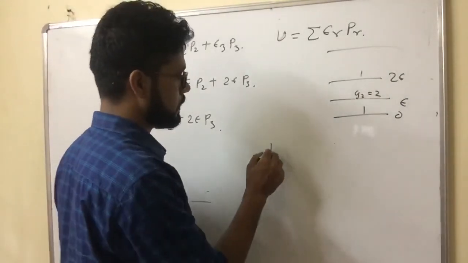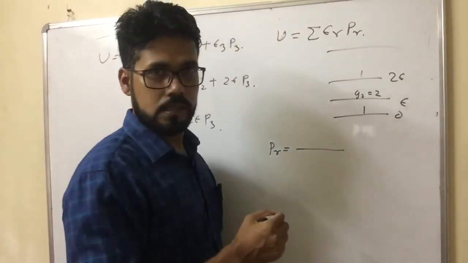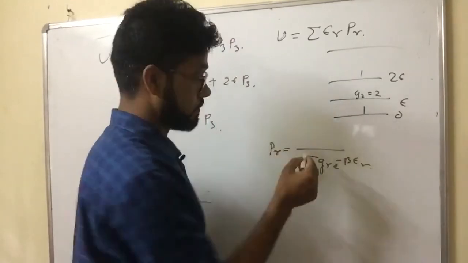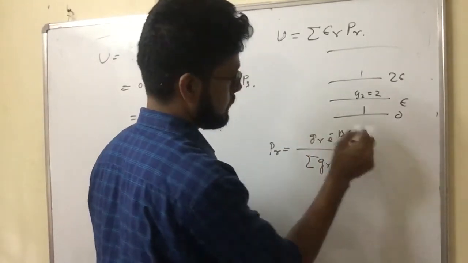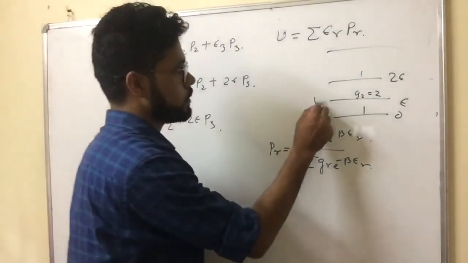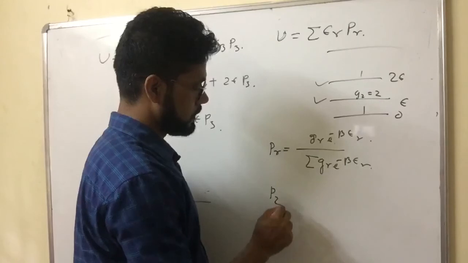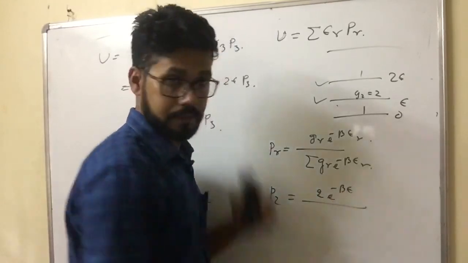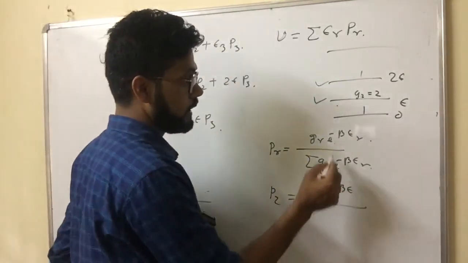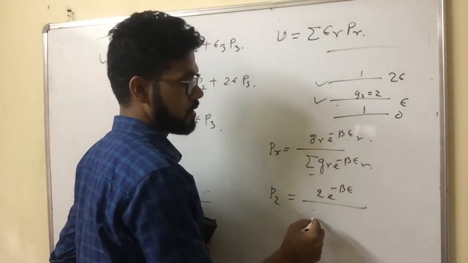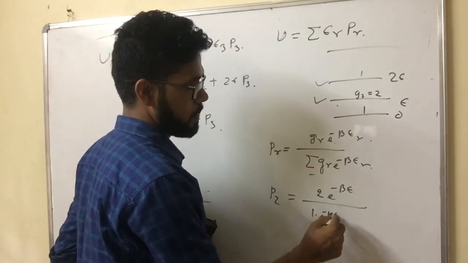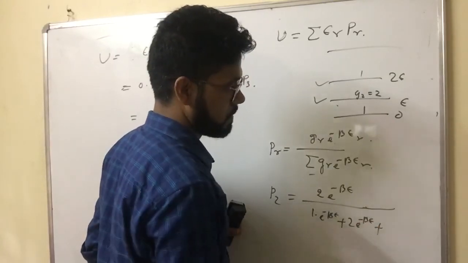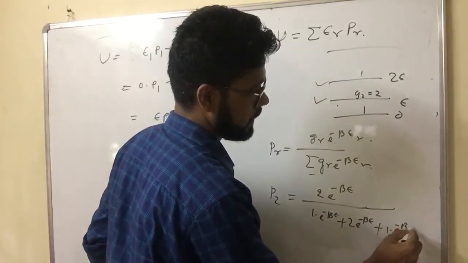What is the probability formula? P r equals 1 over Z times e to the power minus beta E, this is the probability for a degenerate system. Now what is the probability I have to find out? The probability of state 2 and state 3. P2 means this state. So how much is the degeneracy? Degeneracy 2 into e to the power minus beta E. Here the first one is 0, with 1 into e to the power minus beta 0. Second state, 2 into e to the power minus beta E. Third state, 1 into e to the power minus 2 beta E.